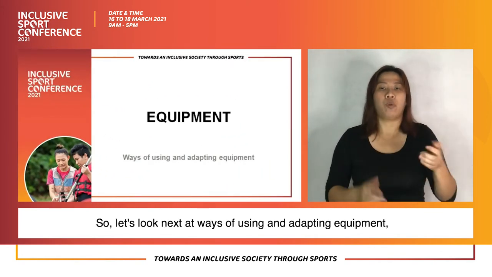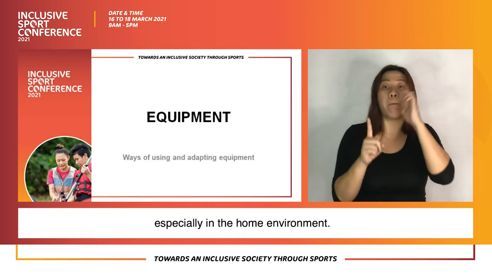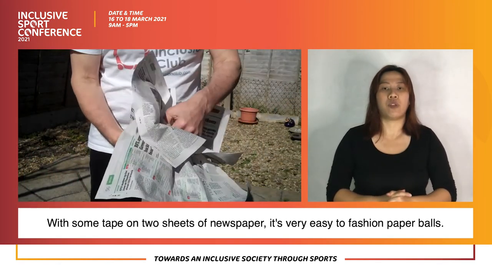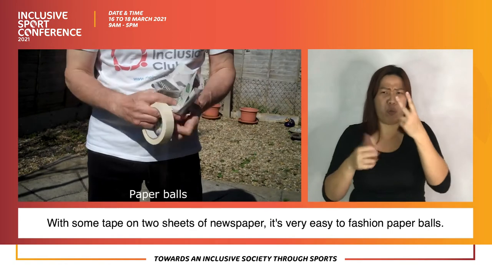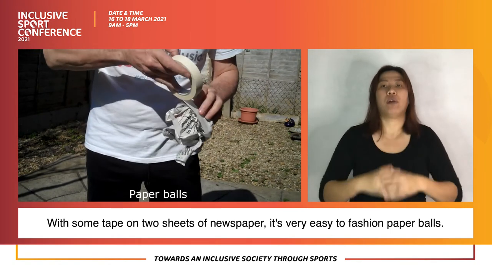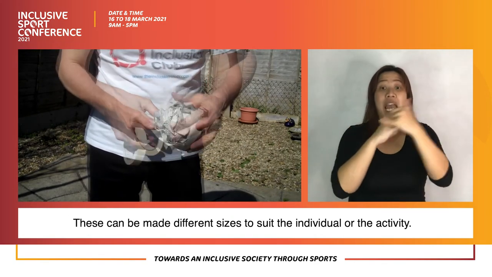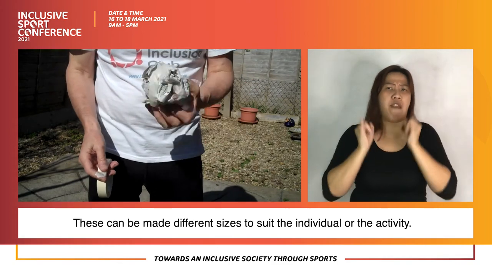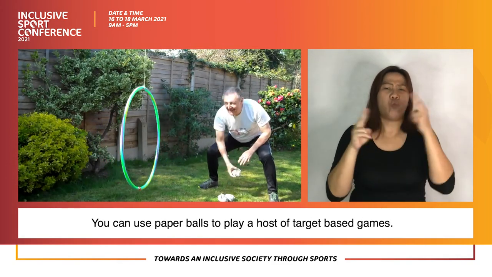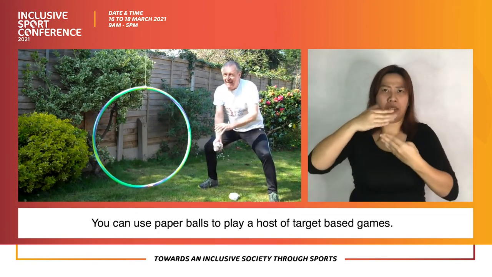So let's look next at ways of using and adapting equipment, especially in the home environment. With some tape and 2 sheets of newspaper, it's very easy to fashion paper balls. These can be made different sizes to suit the individual or the activity. And you can use paper balls to play a host of target-based games.